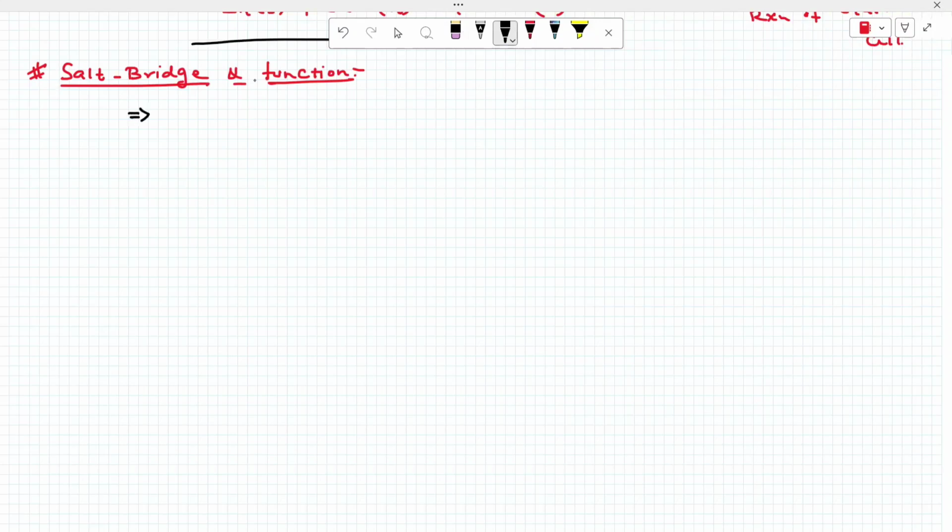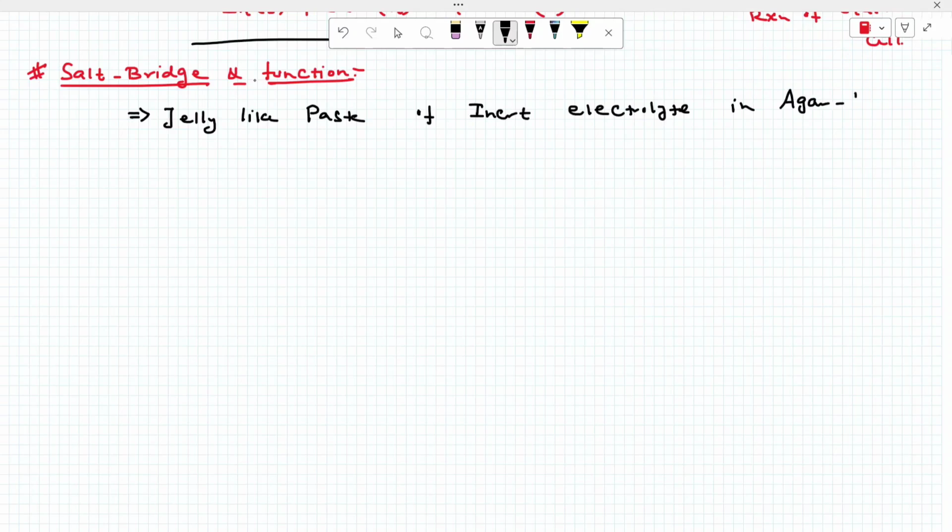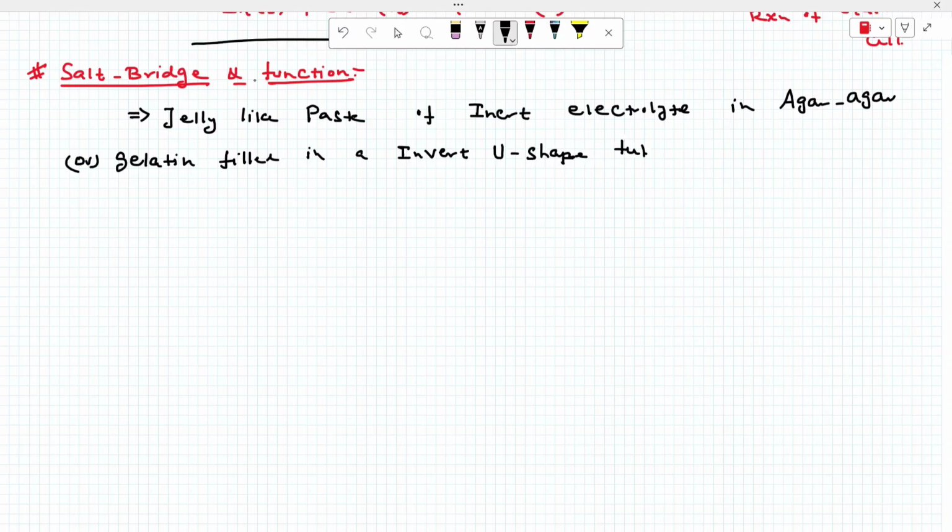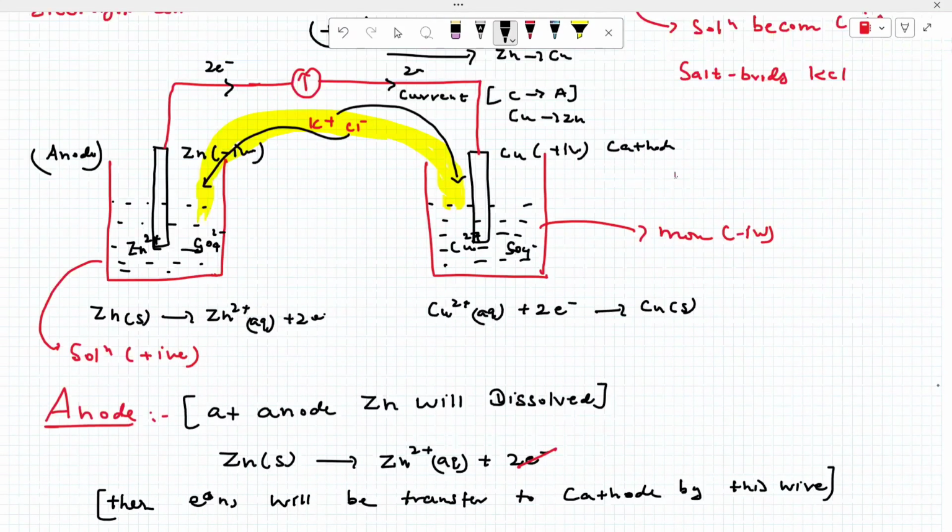So what is a salt bridge? A jelly-like paste of an inert electrolyte in agar-agar or gelatin, which feels like gum. The gelatin is filled in an inverted U-shaped tube. It is U-shaped, so it looks like a U.